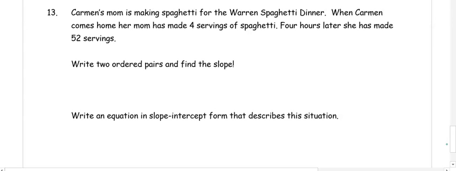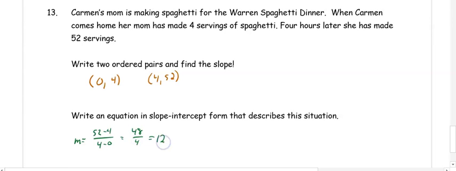In 13, Carmen's mom is making spaghetti for the Warren spaghetti dinner. When Carmen comes home, her mom has 4 servings of spaghetti. 4 hours later, her mom has 52 servings. So our 2 ordered pairs are going to be 0, 4, because that's when she started, and then 4, 52. So we want to write this equation in slope-intercept form. So first we have to find our slope using those coordinates. 52 minus 4 over 4 minus 0 gets us 48 over 4, which reduces to 12. Y-intercept is 0, 4, so we can just write the equation y equals 12x plus 4.